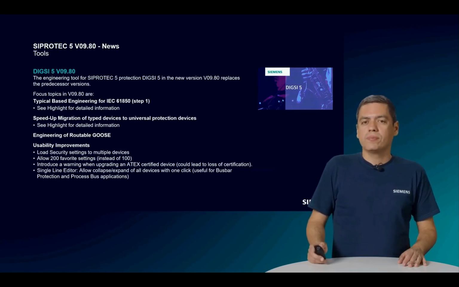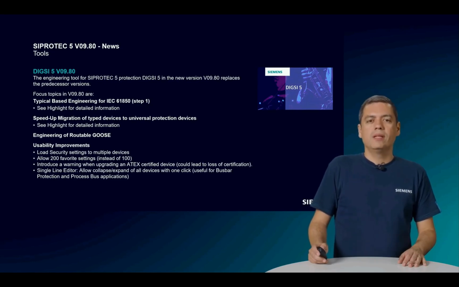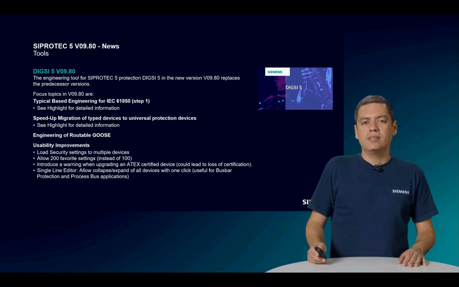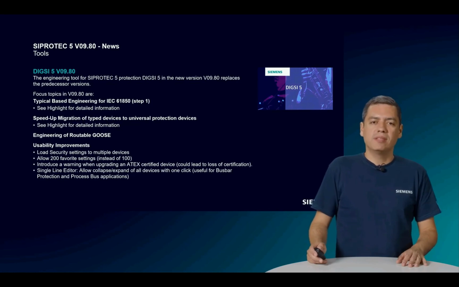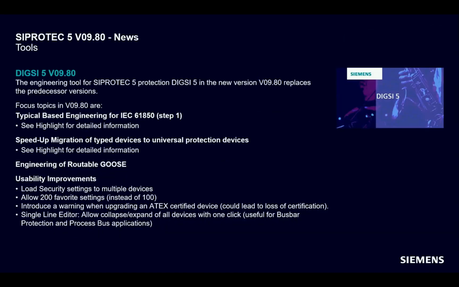Regarding tools, starting first with DIGSI 5, we have the following news. Type-based engineering for IEC 61850 on the station level, as already presented before. Speed up migration of typed devices to universal protection devices, already presented before. Engineering of routable GOOSE. Of course, with the release of routable GOOSE, the DIGSI 5 software needs to be compatible with its configuration. And usability improvements.